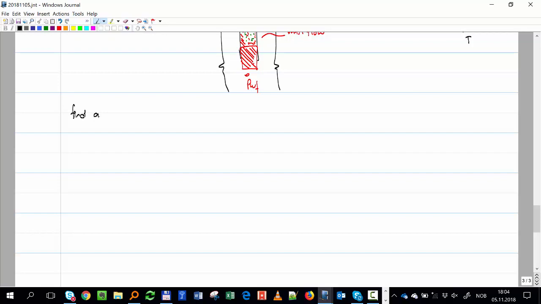Okay, find the amounts of oil and gas at any position in the tubing. Basically we want to calculate QO and QG at any pressure and temperature. That's our first goal now.